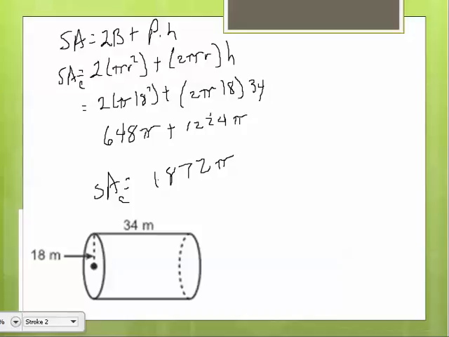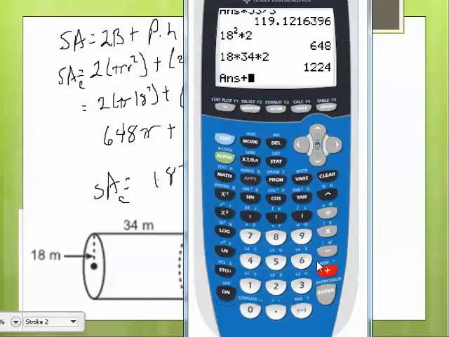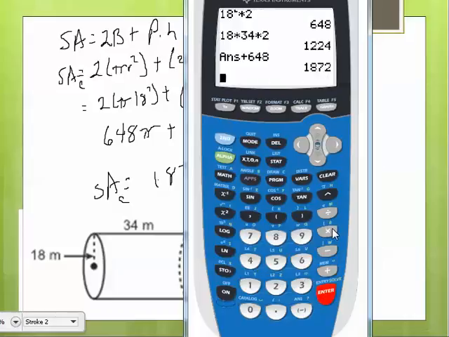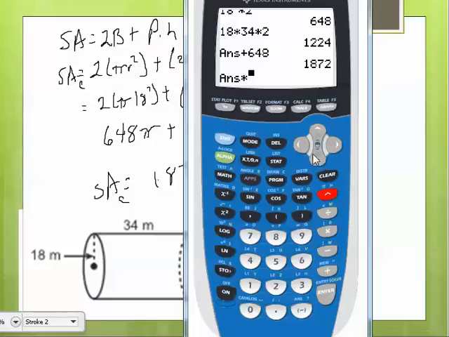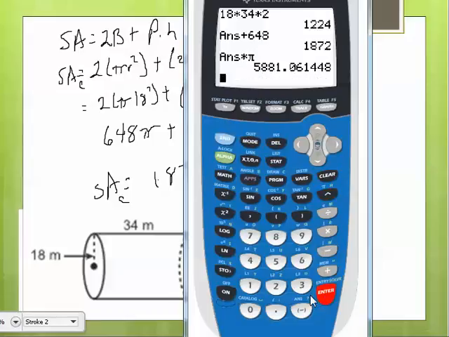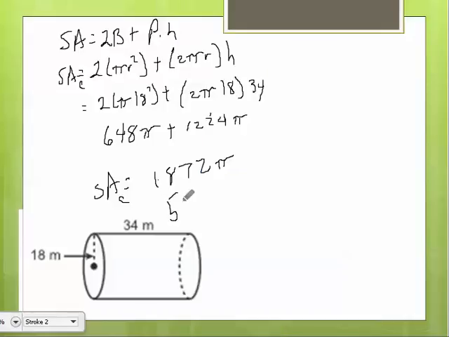Okay? Now, at this point, I can take that number and very easily multiply it times a value for pi. So I could multiply this times second up arrow. Clear. Take that number times second up arrow to get pi. And it sticks a little pi in there for me. And it multiplies it out, and it tells me that it's 5881 approximately. And that's meters squared.